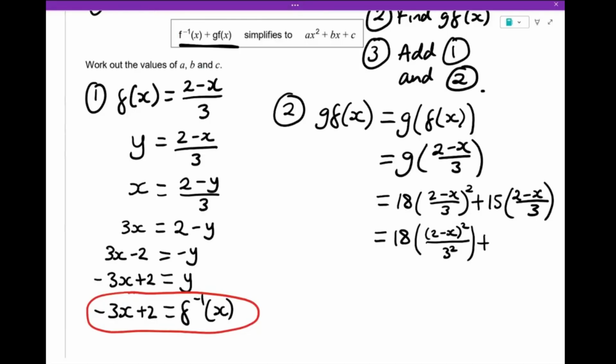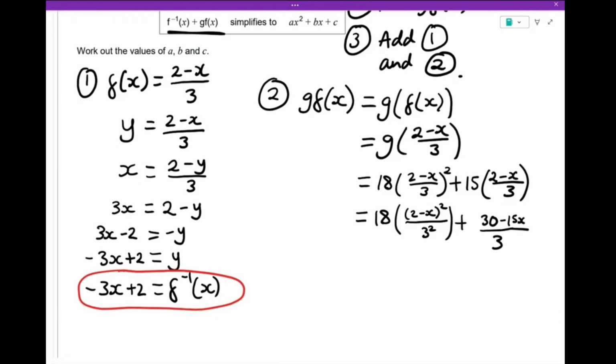Then for my other fraction, this 15 is essentially 15 over 1. So the 1 multiplies the 3, so we keep the 3 on the denominator. But then the 15 will multiply the numerator. So we'd have 15 times 2, which is 30, and 15 times negative x, which is negative 15x, like that.